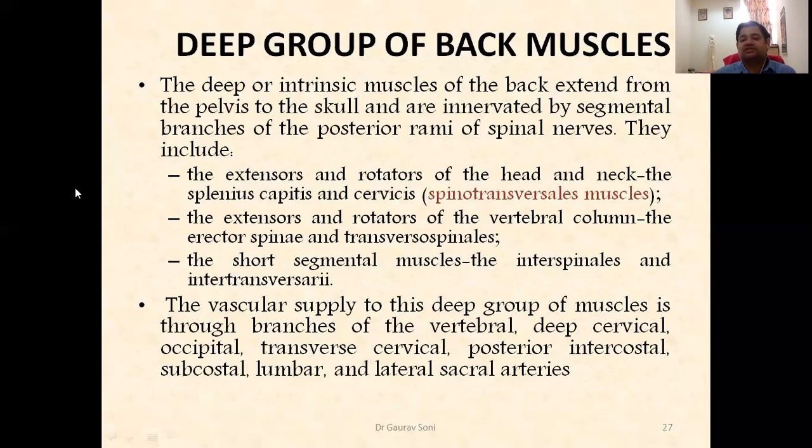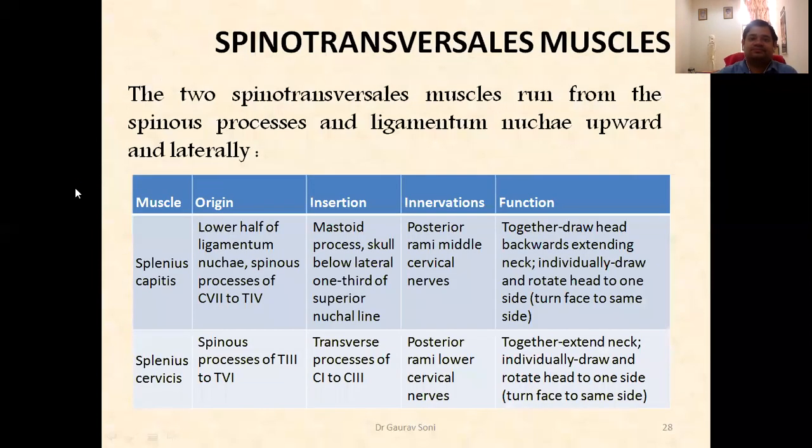That's erector spinae, true muscles of back. Then comes the short segmental muscles, the interspinalis and intertransversalis. So these are the further three groups which we are going to learn in this particular lecture. The vascular supply of this group is through the vertebral, deep cervical, occipital, transverse cervical, and posterior intercostal arteries. Whichever is nearer is going to give the supply to that particular group of muscles.